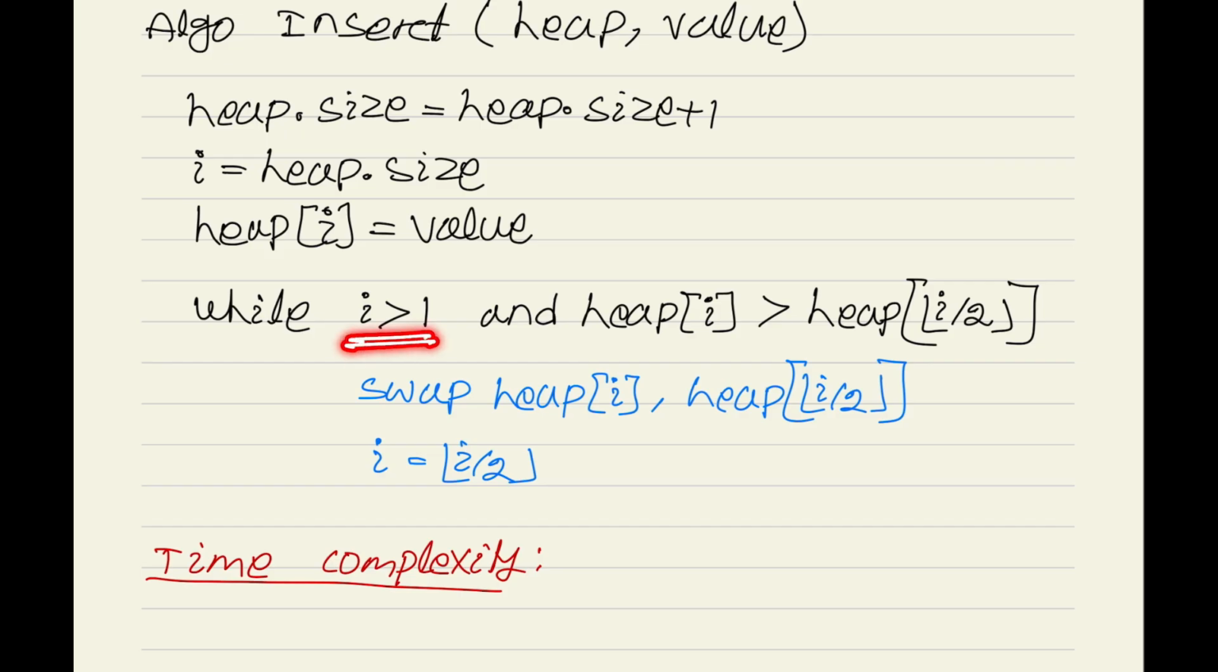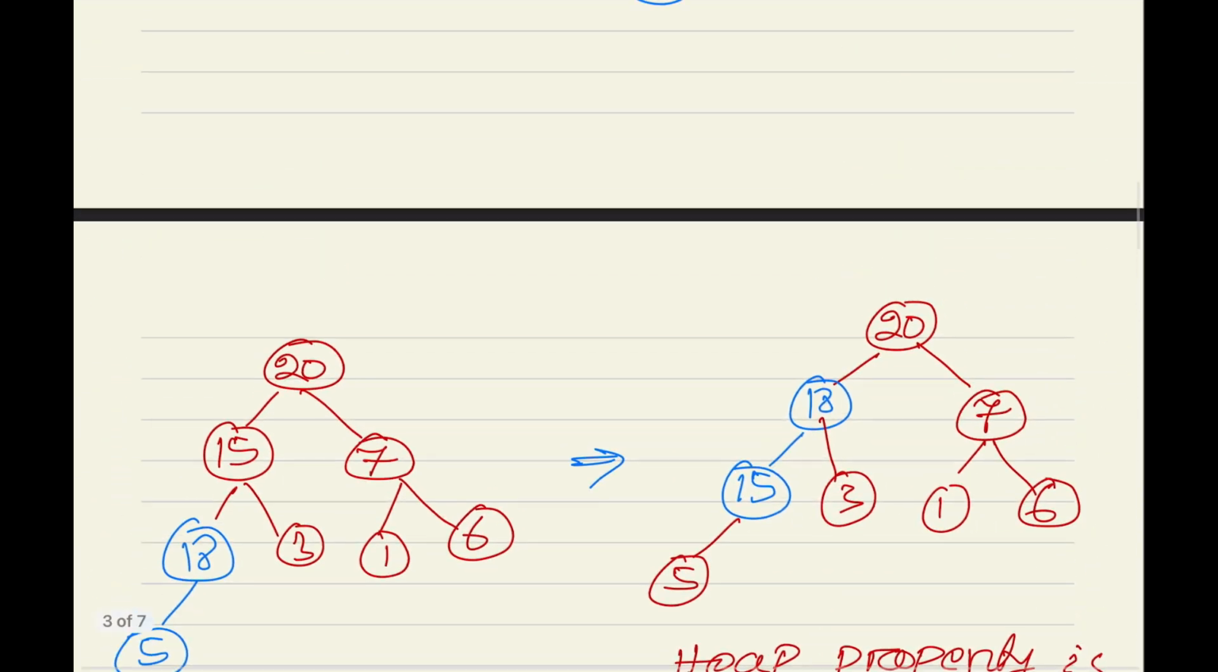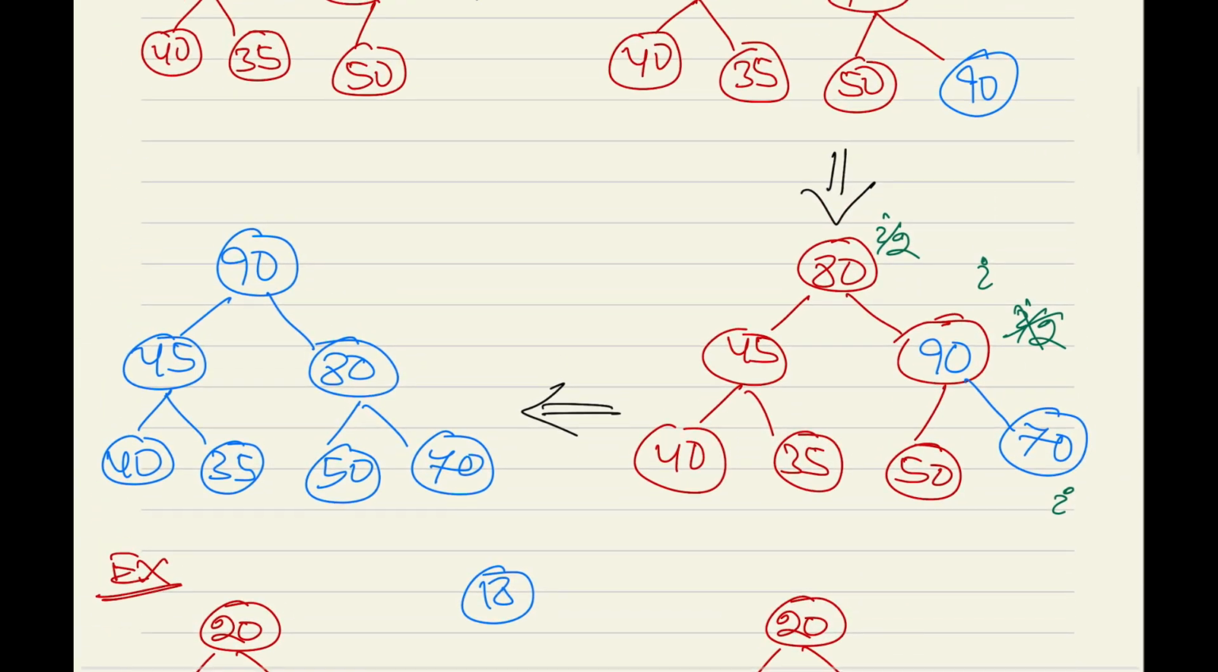Now, while I greater than 1 and heap of I greater than heap of I by 2, here we have a loop, and inside the loop we are comparing the child value with its parent value, then swapping. So, how many comparisons are required, or how many times the loop is going to execute, or we want to find the number of maximum comparisons, or how many times the swapping is going to be executed.